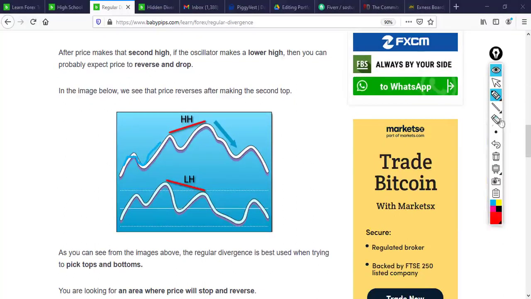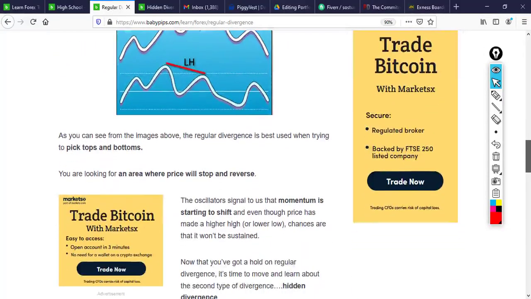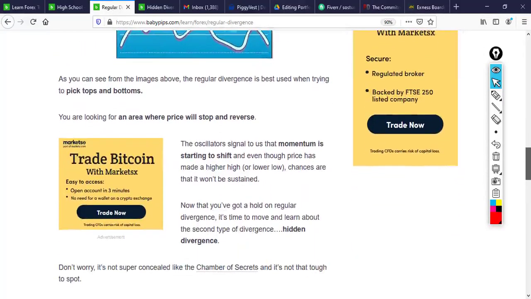Okay, so this is price making higher highs, right? However, the oscillator is now making lower highs. This high is lower than this one, so this is why we call it a lower high. And this indicates to us that the uptrend is depleting and market structure is about to change and price is about to drop.